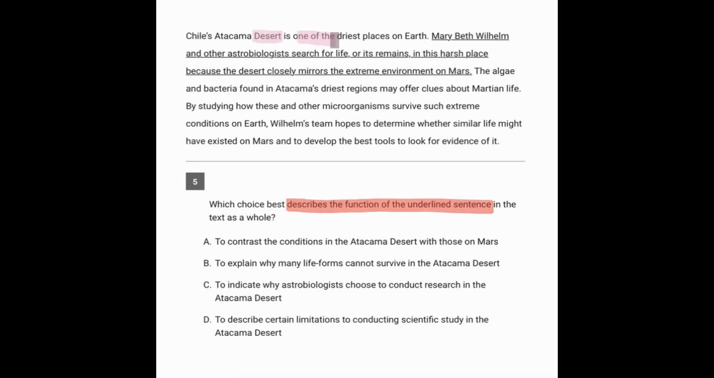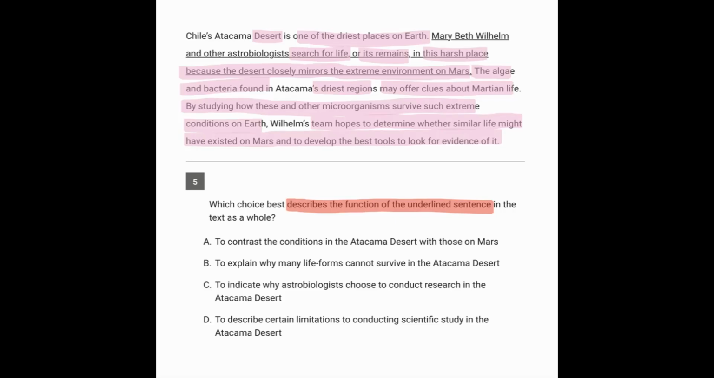This desert is one of the driest places on Earth. These scientists search for life or its remains in this harsh place because the desert closely mirrors the extreme environment on Mars. The algae and bacteria found in the driest regions may offer clues about Martian life. By studying how these and other microorganisms survive such extreme conditions, they hope to determine whether similar life might have existed on Mars and develop the best tools to look for evidence of it.